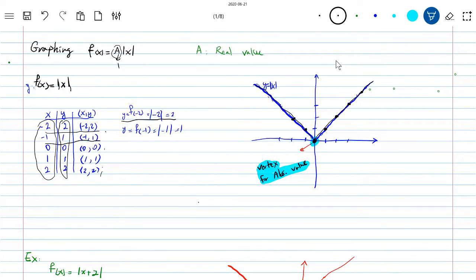How do you find the vertex? If you have an absolute value, always set the inside equal to 0. That gives you the x value of the vertex. This is very common. If you find the x value of the vertex, how do you find the y value? Replace it in the function. For example, in this case, inside the absolute value equal to 0 gives you x equal to 0. To find the y value, replace 0 into the absolute value, and you'll get y equal to 0. That will be the point (0, 0).